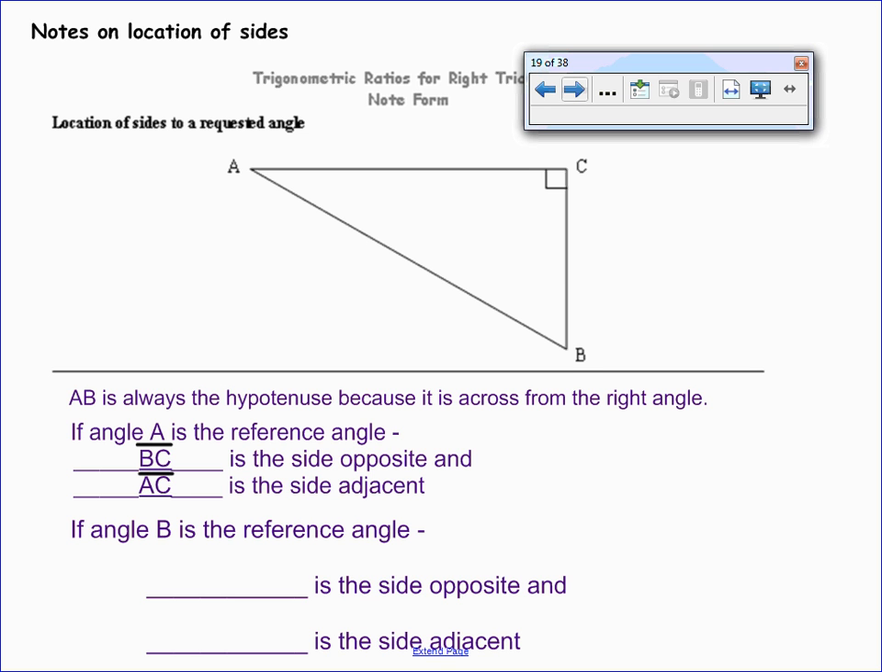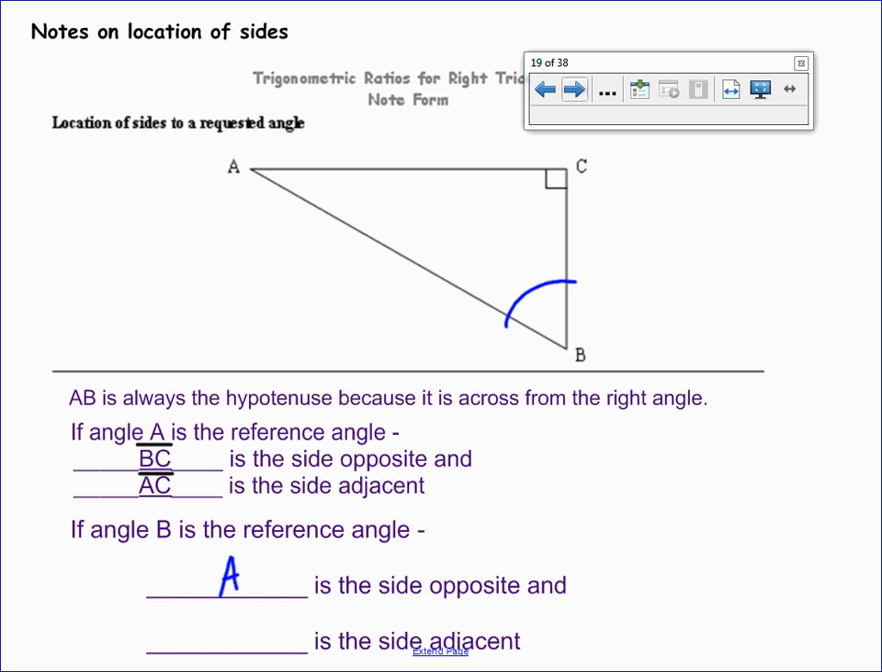Now let's switch gears. Pretend that B were my reference angle. If B is my reference angle, my hypotenuse is unchanged. However, my opposite side length is what letters? Go ahead and tell the class. Nathan? AC. AC is opposite angle B.